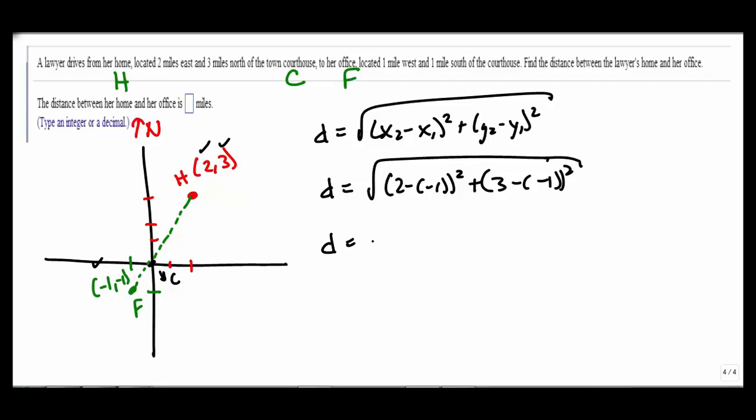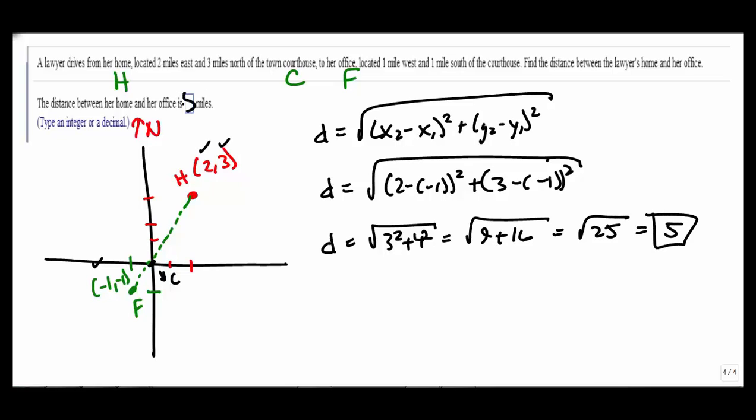Well, minus a negative is the same as a positive, so this is 2 plus 1, which is 3 squared. Minus a negative is the same as a positive, so this is 3 plus 1, which is 4 squared. 3 squared is 9, 4 squared is 16, 9 plus 16 is 25, and the square root of 25 is 5. So 5 miles in this case. And again, you want to draw a quick little picture. It'll give you an orientation of what you're looking for here.